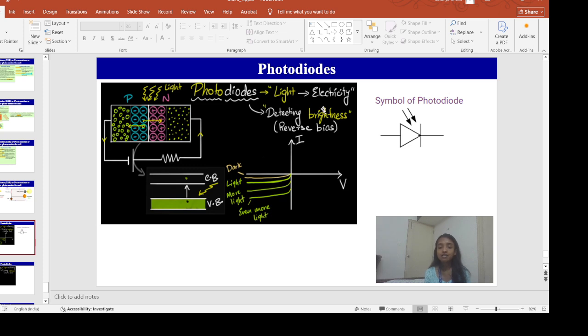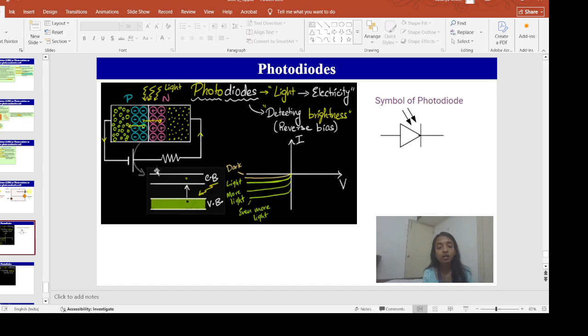LEDs are also diodes, but they convert electricity to light. So the main function of the photodiode is to detect the brightness of the light. This photodiode is mainly constructed using the PN junction diode. We all know the PN junction diode, and this PN junction diode should operate under the reverse bias condition if I want to make it operate as a photodiode.